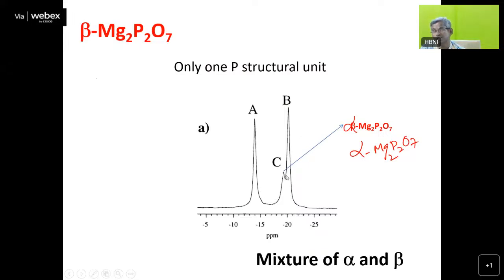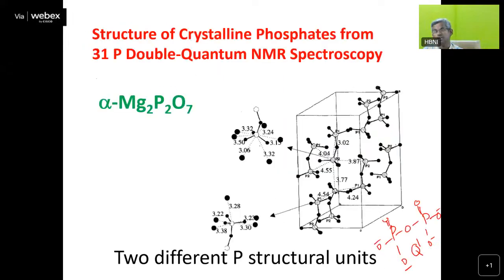That is why we are writing here: this is the alpha form, the C peak, which corresponds to phosphorus-31, is nothing but the alpha form of Mg2P2O7, and the beta form has two peaks, represented by A and B. What do you mean by two peaks? Two peaks means there are crystallographically two different phosphorus sites. The only difference is a slight change in the bond lengths and bond angles. One phosphorus has slightly different bond angles and bond lengths compared to the other phosphate structural unit. So that is why two types of phosphorus structural units exist.